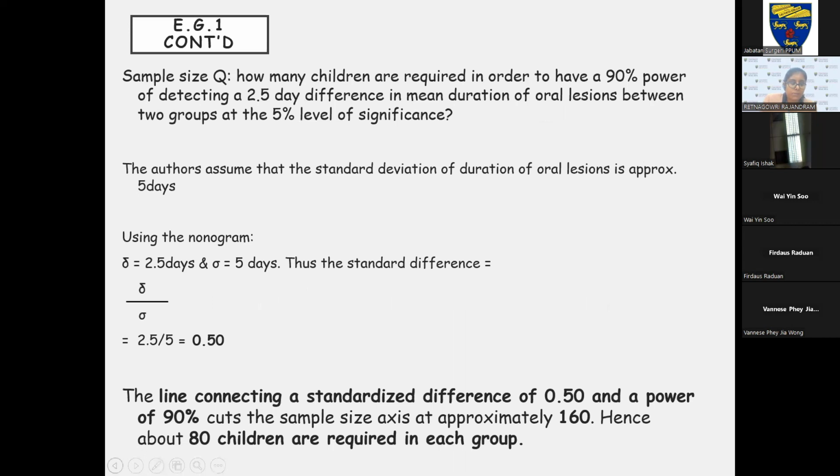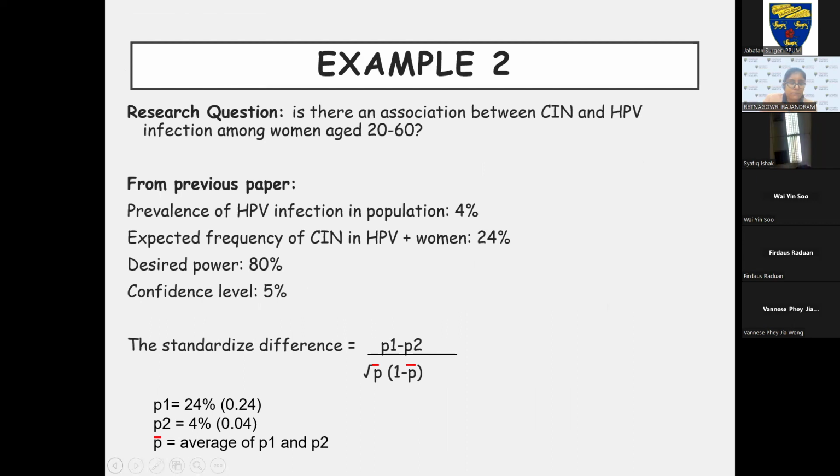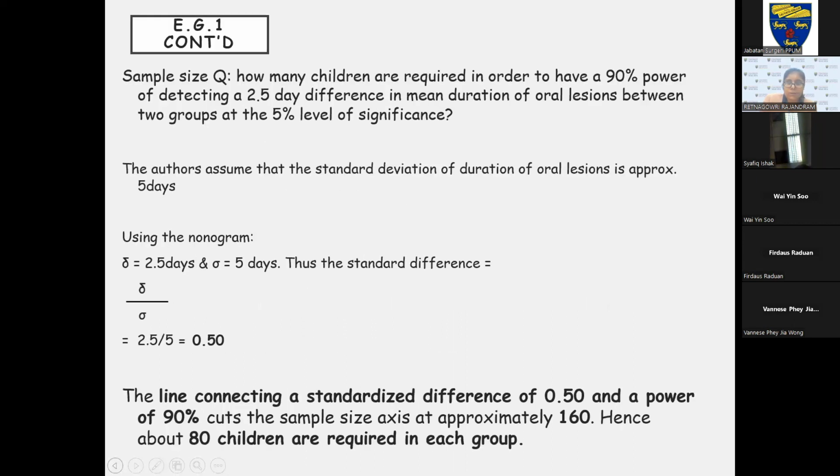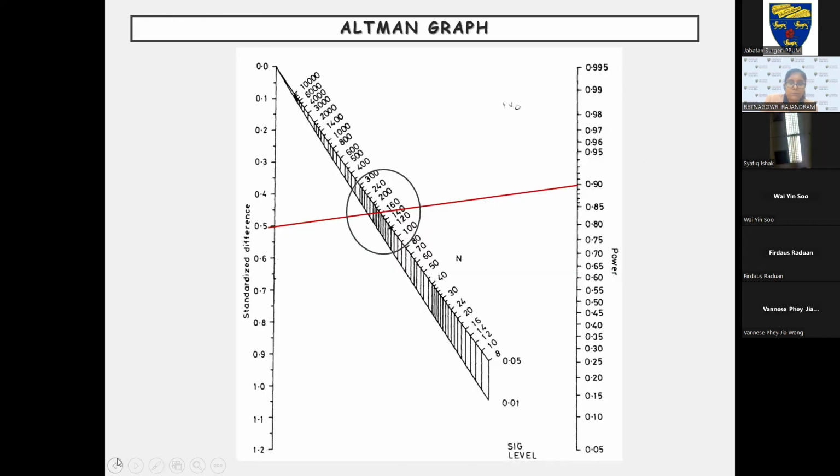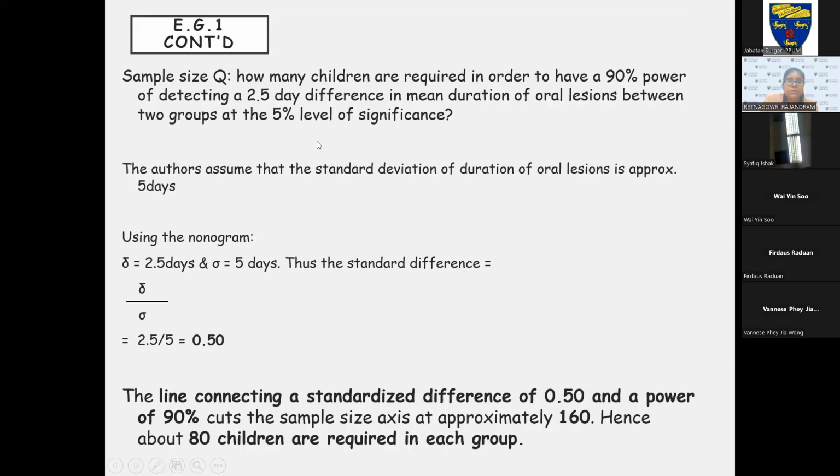Sorry, let me go back. I thought it had a slide. Okay, here it is. Sorry, not 140, 160. So using the formula, with the standardized difference of 0.50 and a power of 90, you need a total of 160, 80 per arm.